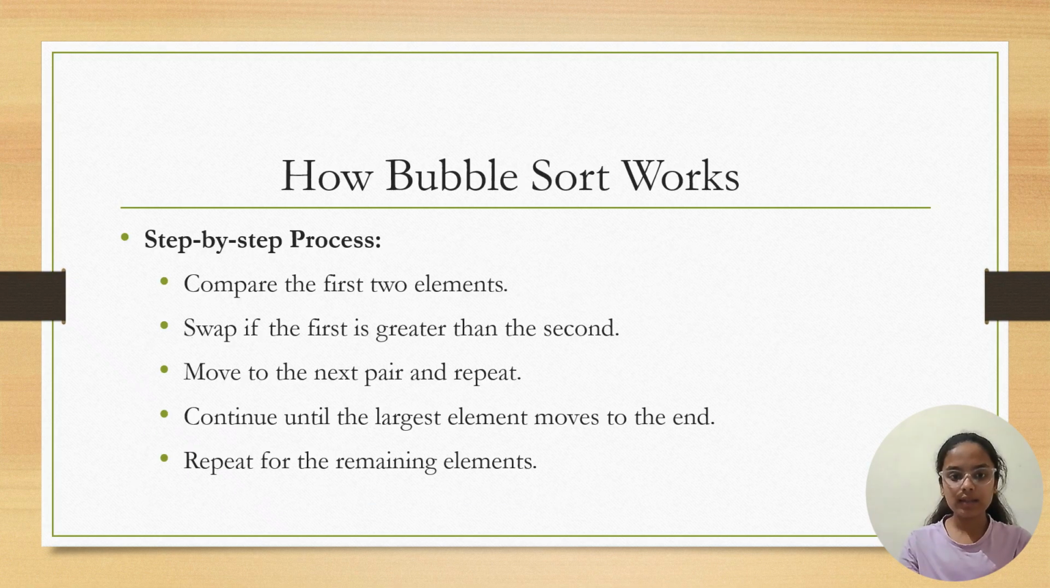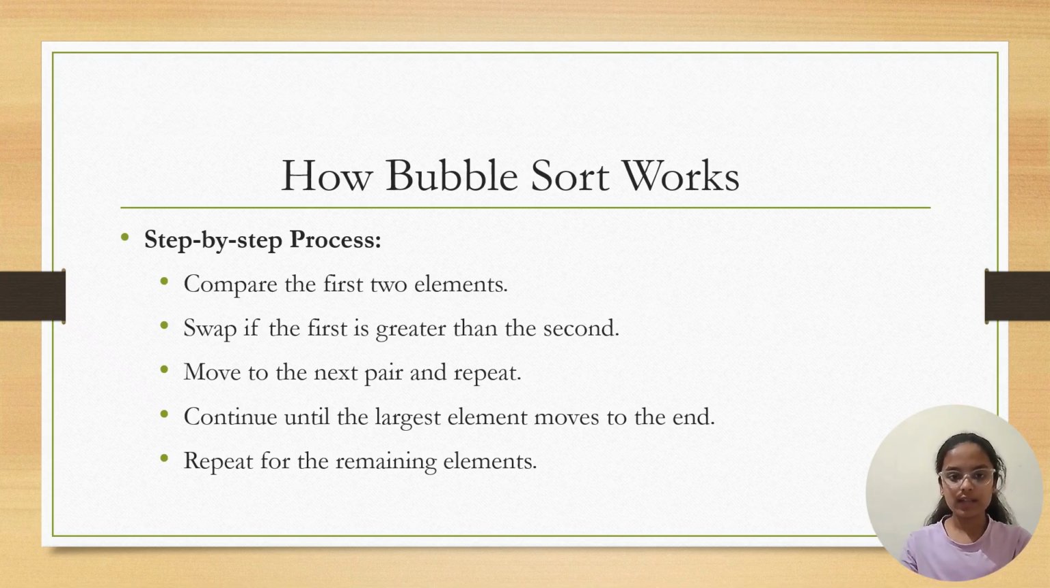Coming to the next slide, here is how bubble sort works. The step-by-step process is to compare the first two elements of the given array and swap if the first is greater than the second. If the first is not greater than the second, we move to the next pair and repeat the same process of comparing the elements. We continue this until the largest element moves to the end, and repeat the same steps for the remaining elements in the array.